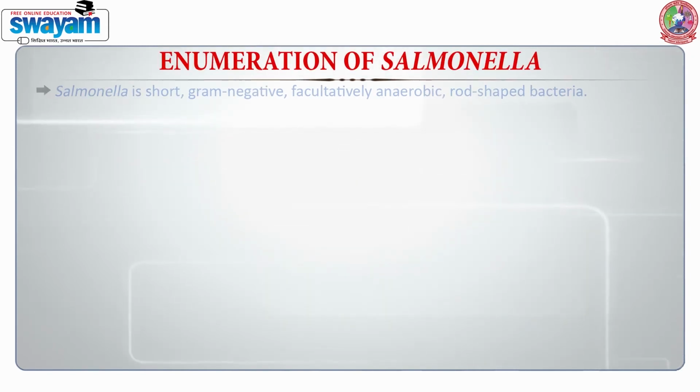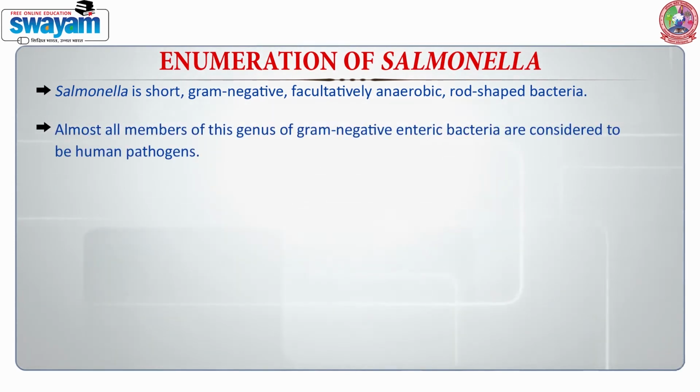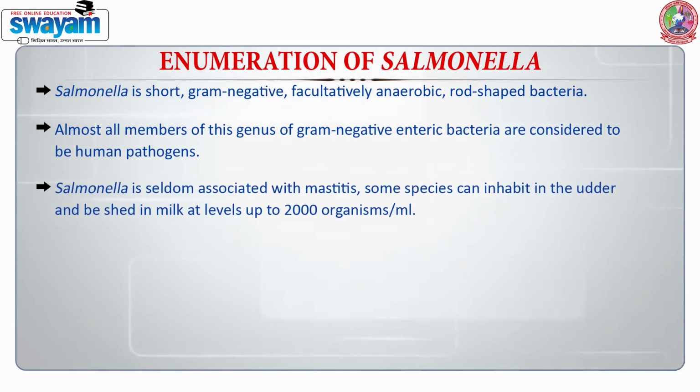Enumeration of Salmonella. Salmonella is a short, gram-negative, facultative anaerobic, rod-shaped bacterium. Almost all members of this genus of gram-negative enteric bacteria are considered to be human pathogens. Although Salmonella is seldom associated with mastitis, some species can inhabit the udder and be shed in milk at levels up to 2000 organisms per ml.